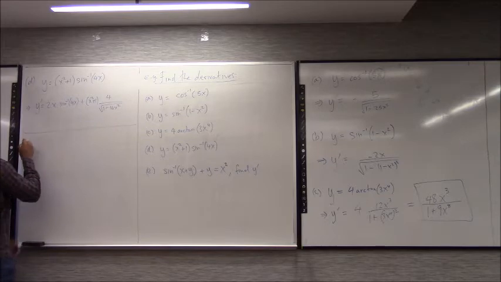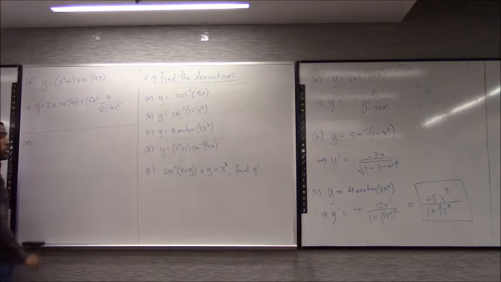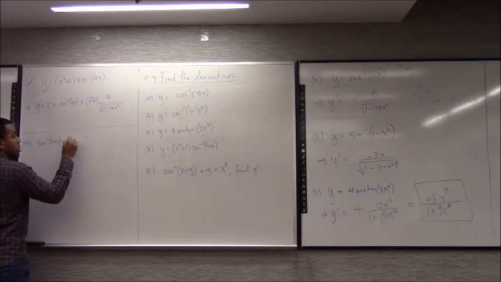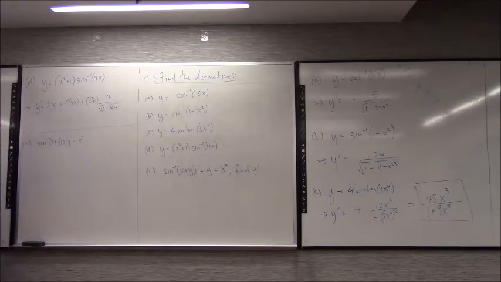What about this one? How do you find y prime? Implicit differentiation. Derivative of this: 1 plus dy over dx over square root of 1 minus x plus y squared, plus y prime equals 2x.